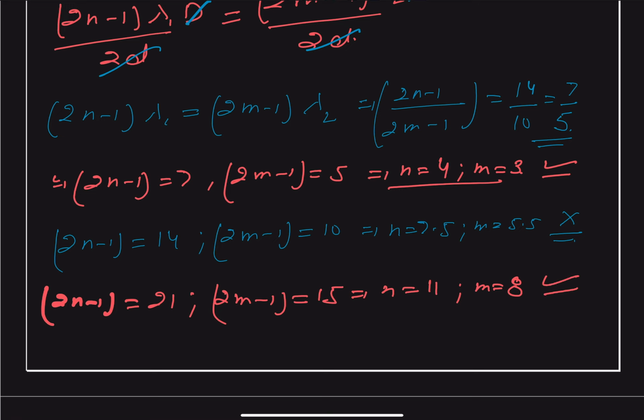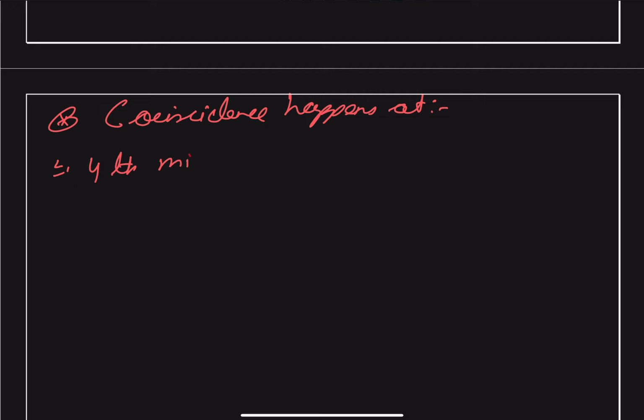Okay. So basically it means that for the first valid value, n equal to 4 and m equal to 3, we can write that coincidence happens at the fourth minima for the wavelength of 400 nanometer, and the third minima for 560 nanometer.